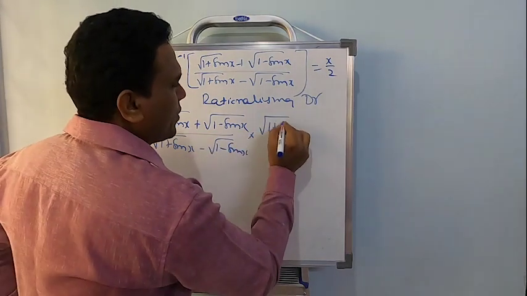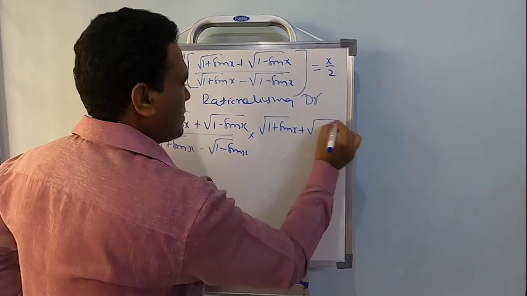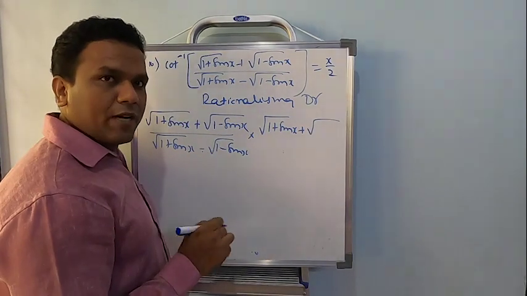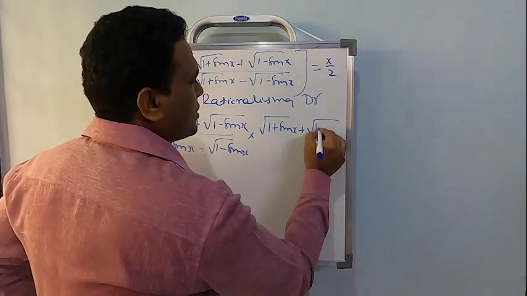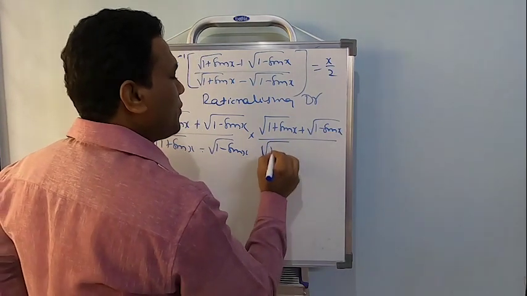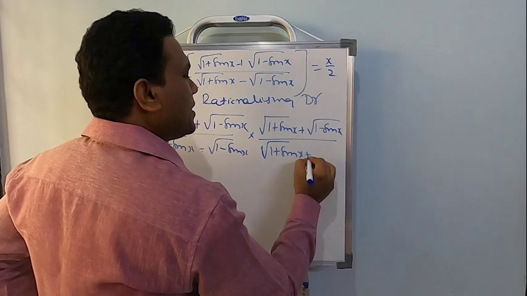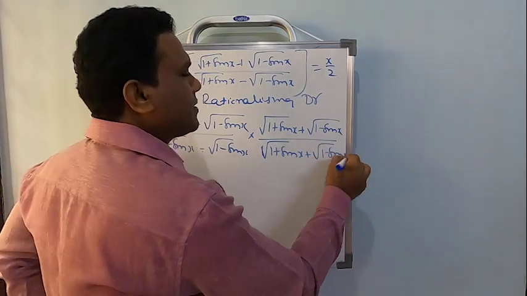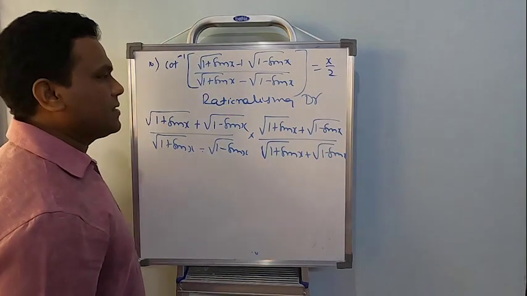Multiplied by root of 1 plus sin x plus, see, whatever the sign is there in the denominator, you have to take the opposite with that. So this will be root of 1 minus sin x. And what's in the denominator? Root of 1 plus sin x plus root of 1 minus sin x. Fine. We have started the process of rationalizing.